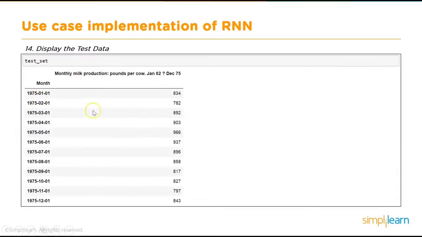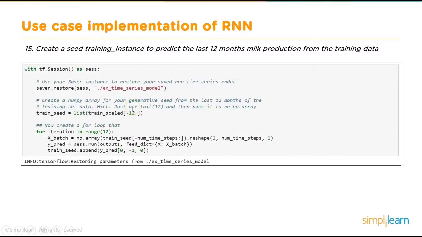Right, so this is how the test set would look, and then we will basically restore this model, because in the previous slide we created the model and we stored it. So now we have to restore the model and then run our test data against it and see what values are predicted, what the y values are, and then compare with x to see the accuracy. So train seed is what we are seeing here.